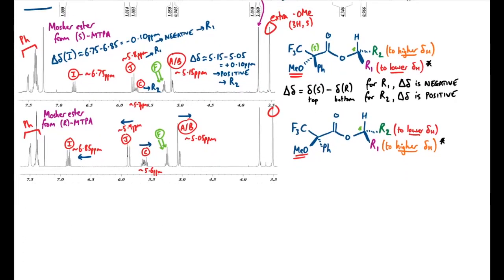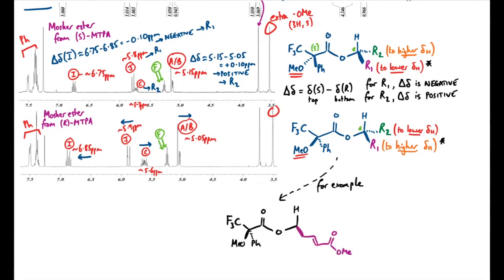So just at the bottom, as a conclusion, we can take our structure. Let's just take this one, for example. We now know which groups are on R1 and R2. So coming forwards, we'll have our alpha, beta, unsaturated ester. And going backwards, we have the other alkene. And so we've defined the stereocentre. And so we now know the absolute configuration.